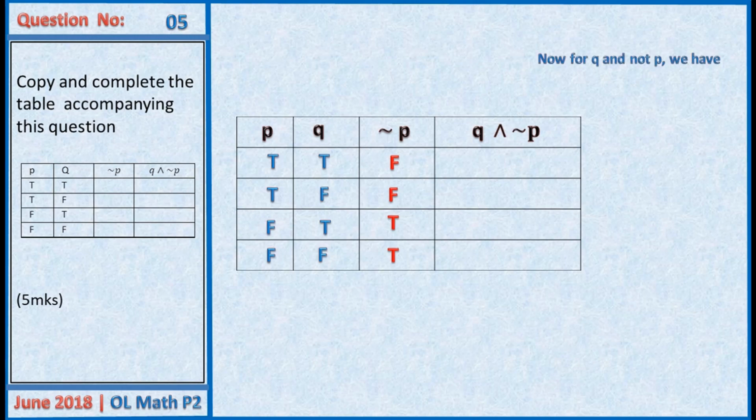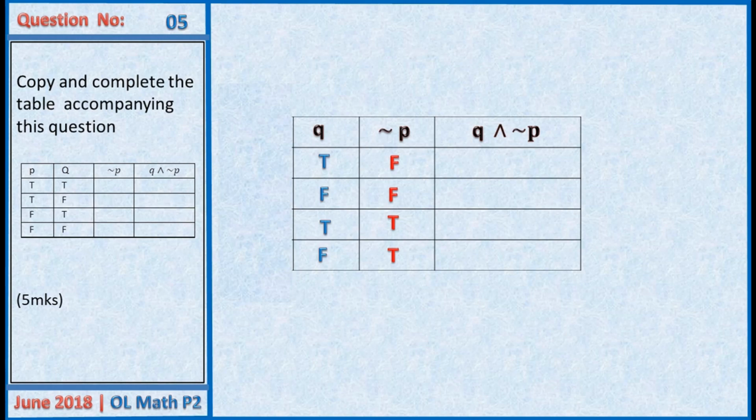Let me cover the one side of the table that is not going to be used. So Q and not P. Q is true and not P is false. So it is false. When both are false, it will be false. When both are true, it will be true. When one is false, it will be false. So Q and not P is only true when both are true.